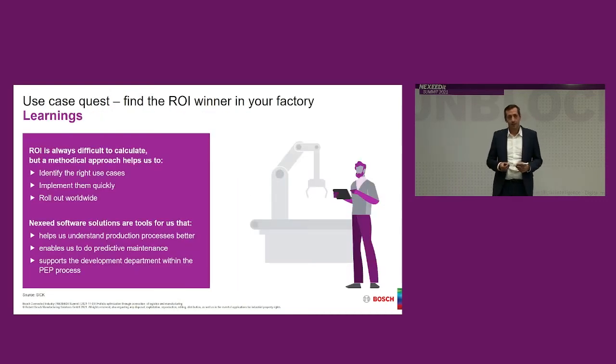Our learnings. Return on investment is not very easy, but I think identify the right use cases, implement them quickly, and roll out worldwide in the last step. That is the solution. The NEXEEDit software solution is for us a tool that helps us to understand the production processes better and faster, enables us to do predictive maintenance, starting with the digital maintenance, coming up to predictive, and also is a support for us in the PEP process.